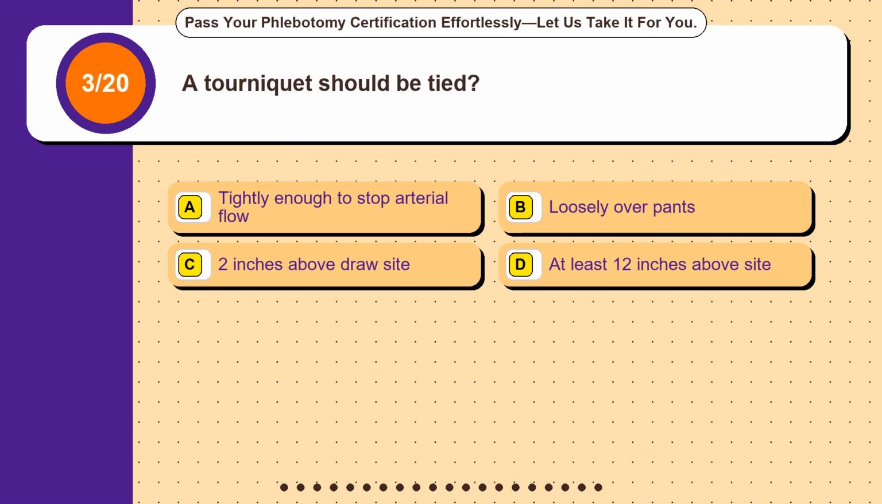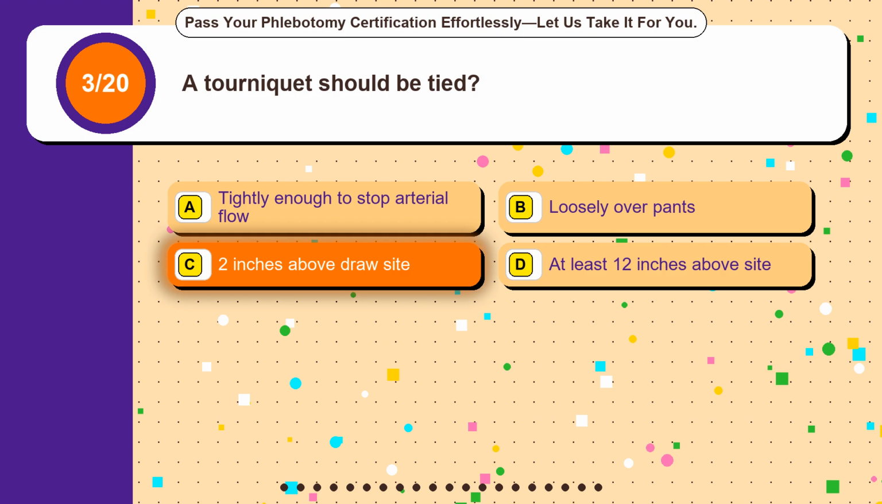Question 3. A tourniquet should be tight. Option A. Tightly enough to stop arterial flow. Option B. Loosely over pants. Option C. 2 inches above draw site. Option D. At least 12 inches above site. The correct answer is option C.